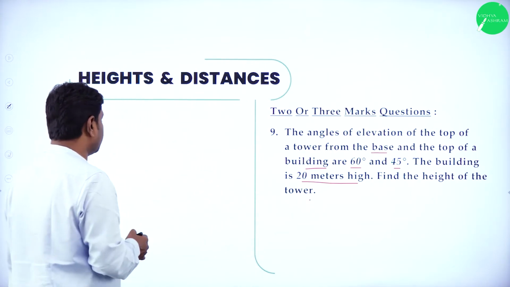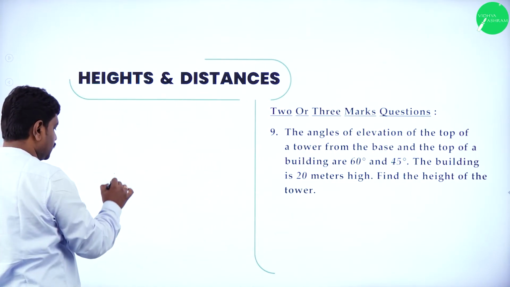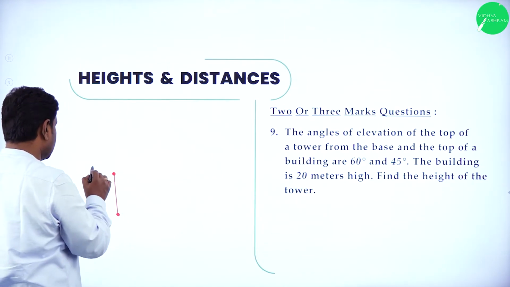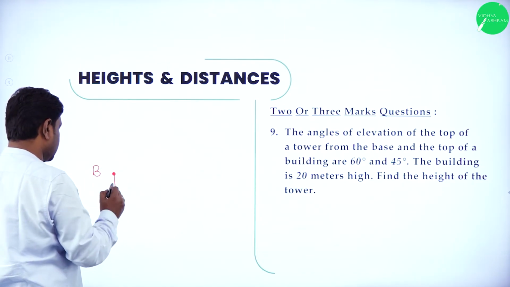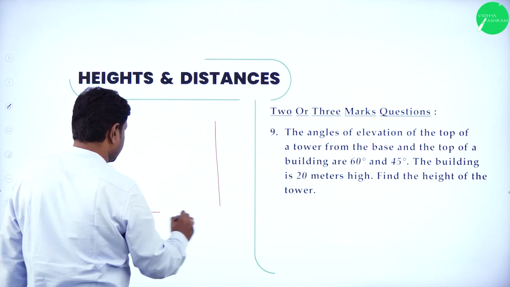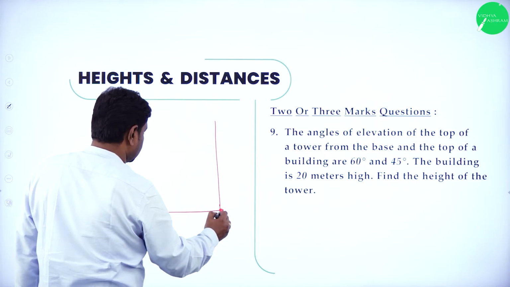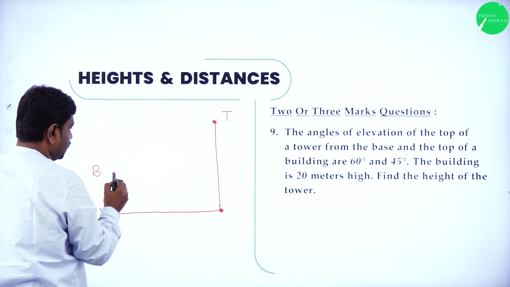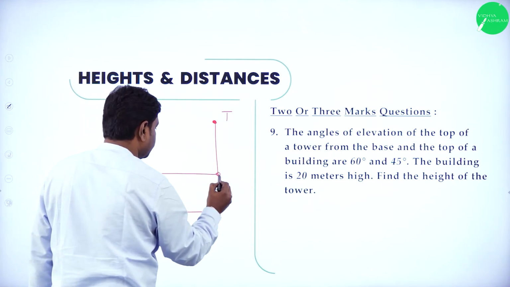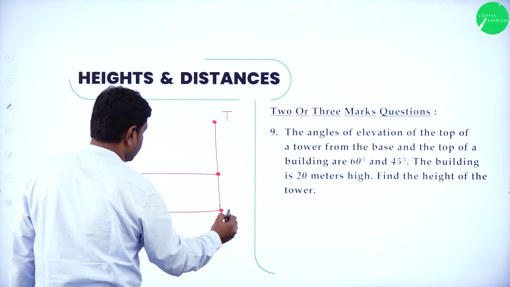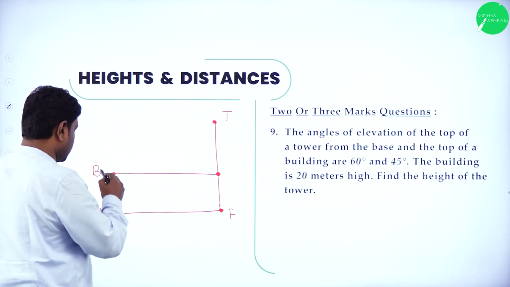So now a little developed diagram. There is a building. I call this building BL. There is a tower. Both will have the same ground level, right? So this is a tower. Now if I draw this perpendicular, this is the foot of the tower, and they told the building.